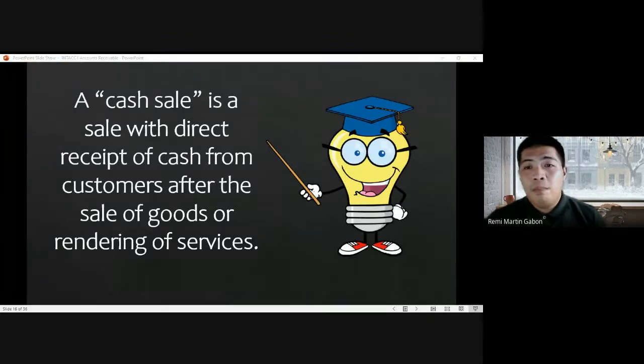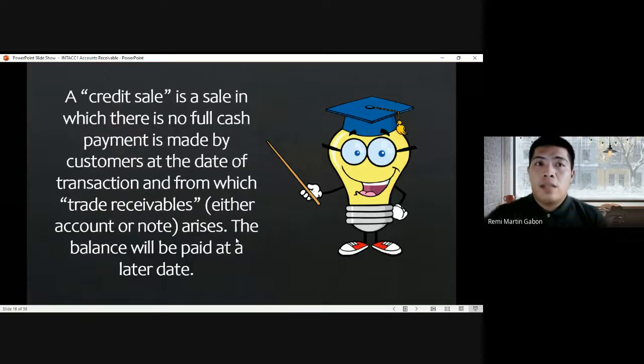Example, sa sari-sari store, when a customer paid you cash for the goods purchased sa sari-sari store, yung tawag doon is cash sale. Because you received immediately cash. So, no further explanations to that. Yan yung pinaka-basic na type of sale, yung cash sale.